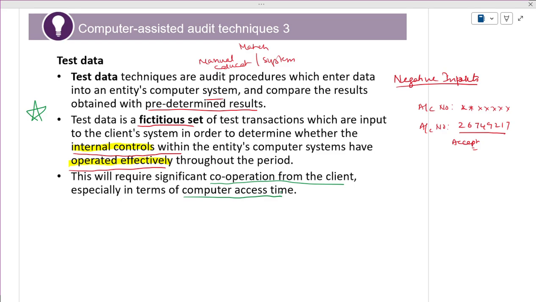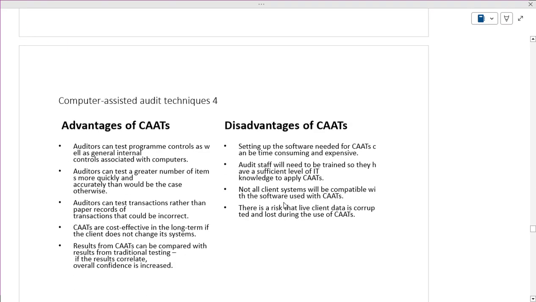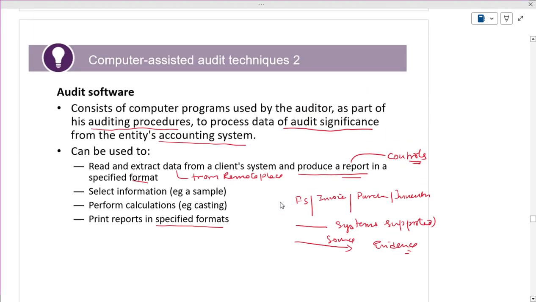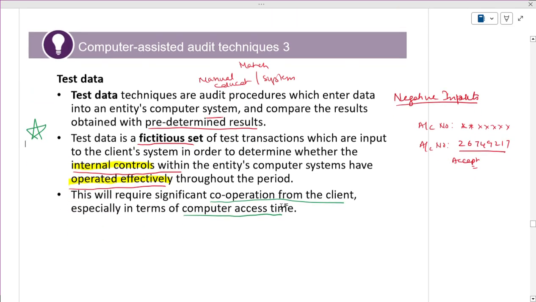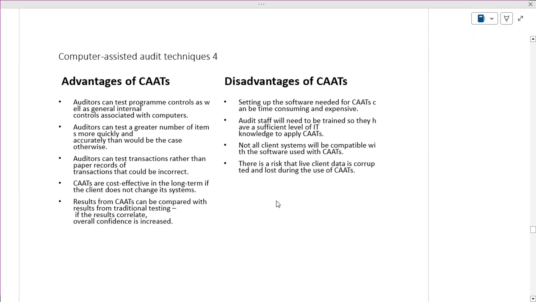Somewhere it will ask. Now, what are the advantages? Okay, we are talking about audit software and we are talking about test data. Now, what is the advantage? Definitely, it's a common understanding: the auditors can test program controls as well as general controls. It is associated with the computers.